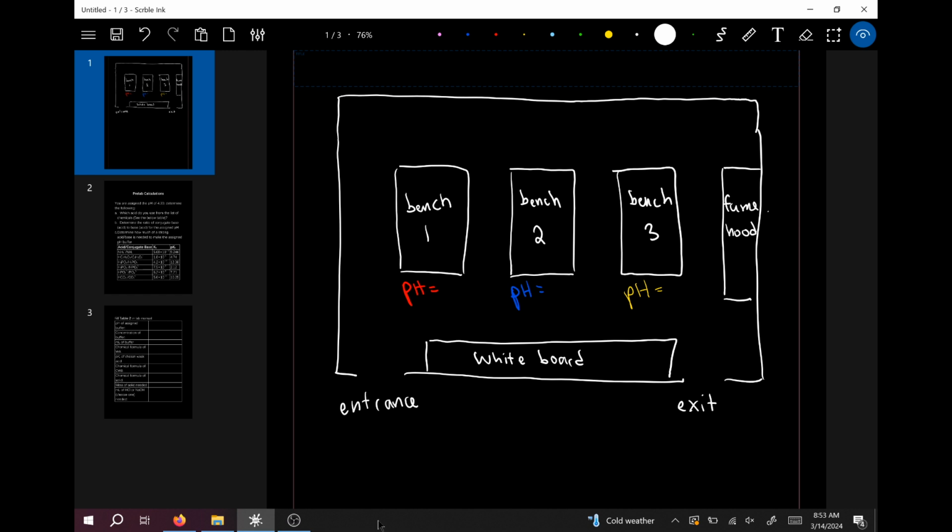the balances back here. The reason I've drawn this up is because depending on where you're located inside of the laboratory, you're going to be assigned a pH to make a buffer solution.